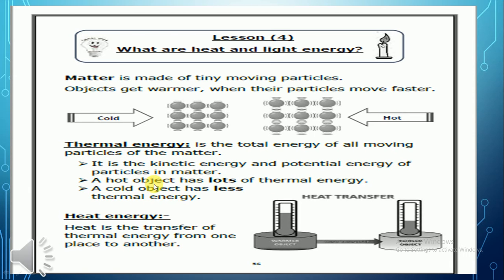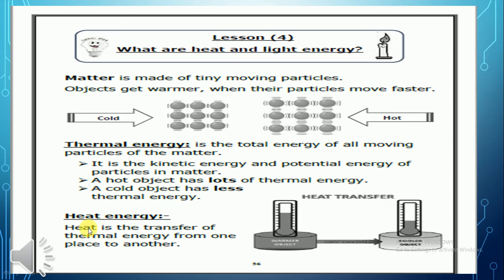So a hot object has lots of thermal energy. Excellent. But a cold object has less. So why does a hot object have lots of thermal energy? Because the particles move faster. But a cold object has less thermal energy. Why? Because particles move slower.